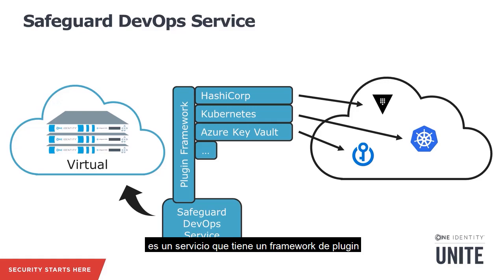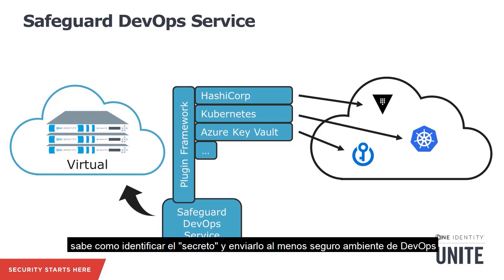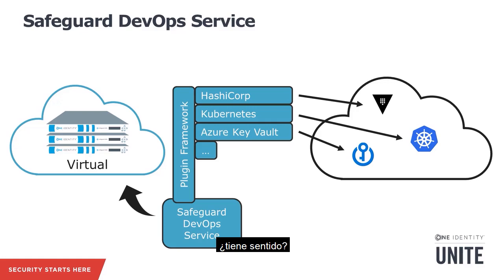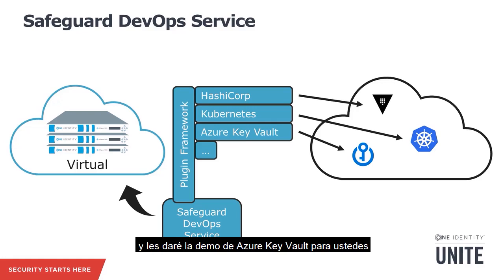It is a service that has a plugin framework. When certain secrets are configured in a certain way, it knows how to pull the secret and push it to the less secure DevOps environment. Does that make sense? So we got a plugin already for HashiCorp. We're working on it for Kubernetes, and I'll demo the Azure Key Vault to you right now.